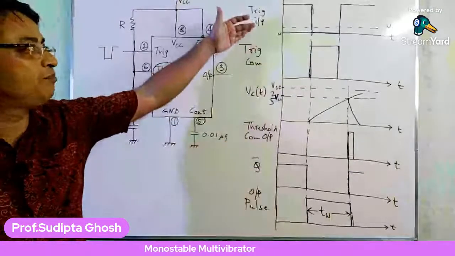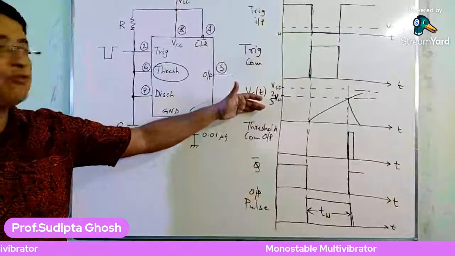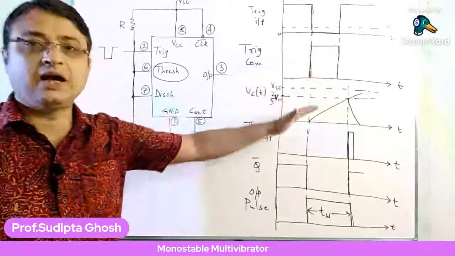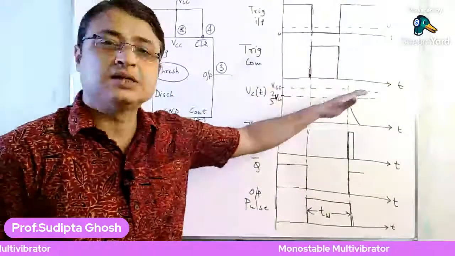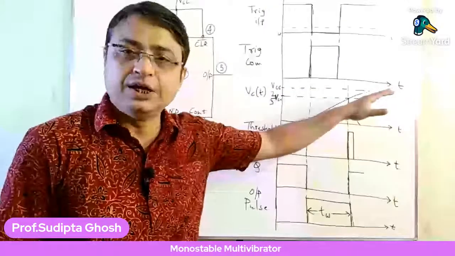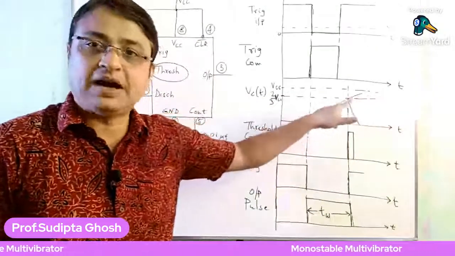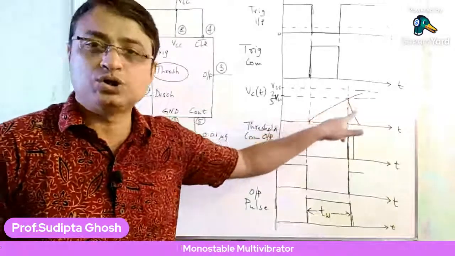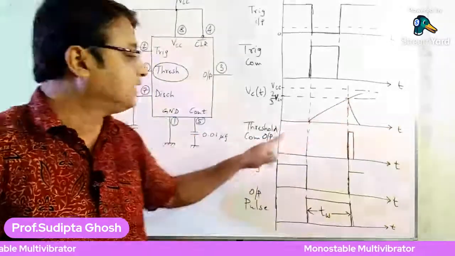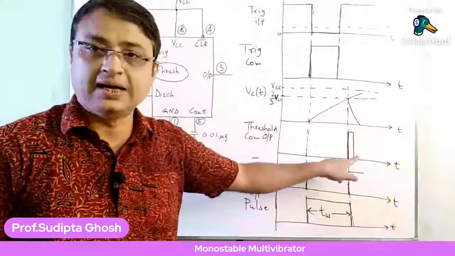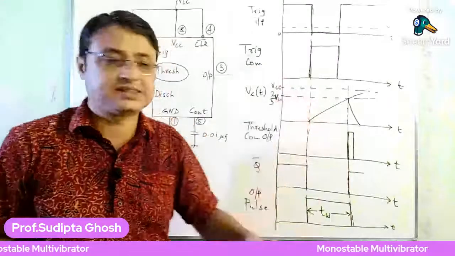I have drawn the trigger input, then the trigger comparator output, then the capacitor value. When the trigger comparator output goes high, the capacitor starts to charge. The capacitor starts to charge from 0, and when it reaches the value of 2/3 VCC, it will go to discharge again, and at the point of 2/3 VCC, the threshold comparator output is high. As the threshold comparator output goes high, the capacitor goes on discharging.